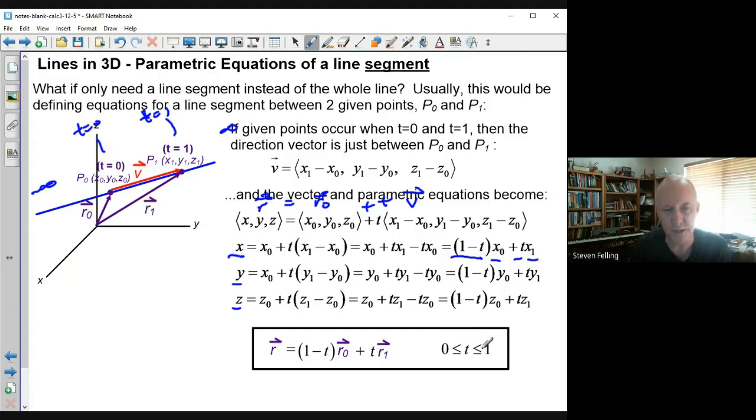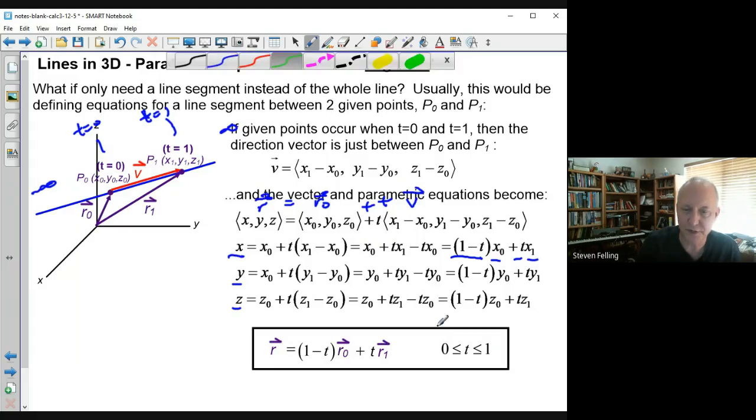Okay, and this kind of makes intuitive sense, right? If you have, let me change colors here a little bit, if you have the parameter t set to 0 and you plug it in here, then you get 1 minus 0 times r0 plus 0 times r1, which means that r1 has no influence, and this is just 1 times r0.